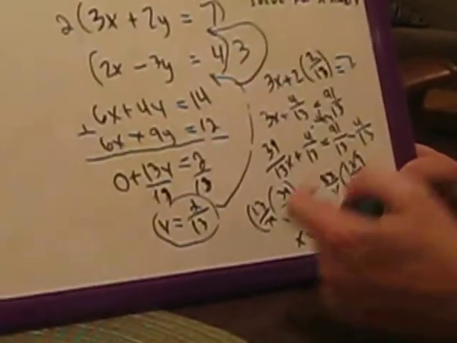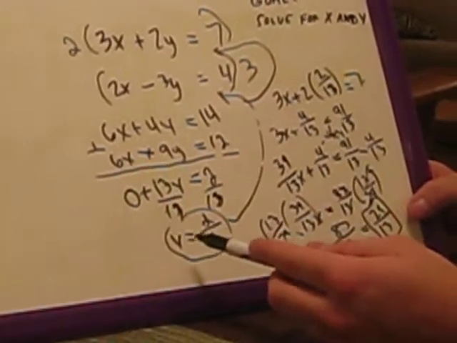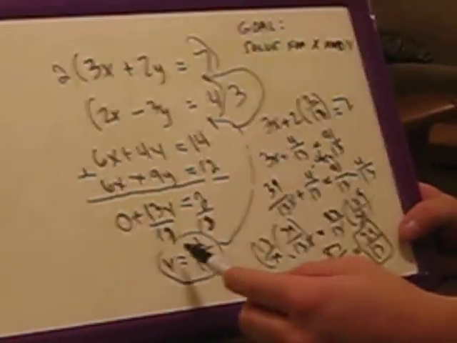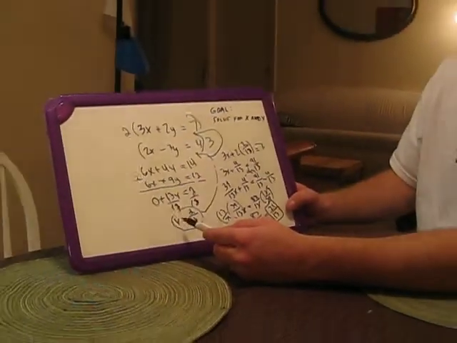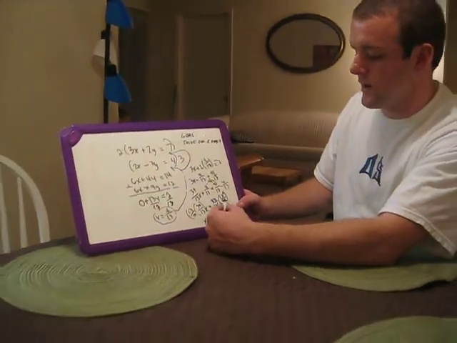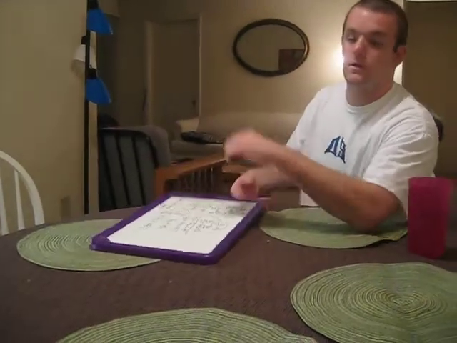So there we have it. That's how we do systems of linear equations. Our whole goal is to solve for x and y that satisfies each equation. First we solve for a certain variable, it could be x or y, and then we solve for the other variable. So we have x equals 29/13 and y equals 2/13.